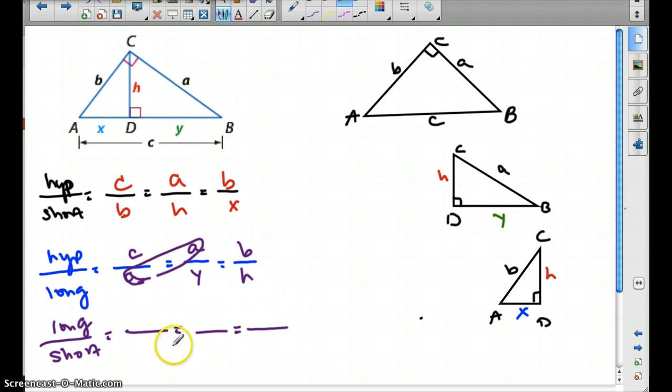Coincidence? Maybe. Okay, so now we're going to do the long leg to the short. So the long leg of this first one is going to be A over B. And then the long leg of this triangle is going to be Y over H. And for this one, the long leg is going to be H over X. Interesting. We have another H and H here. Very interesting. That's going to connect with our geometric mean. So I just want to show you how these are proportional, how to set them up. Again, you don't have to write this down if you don't want to.